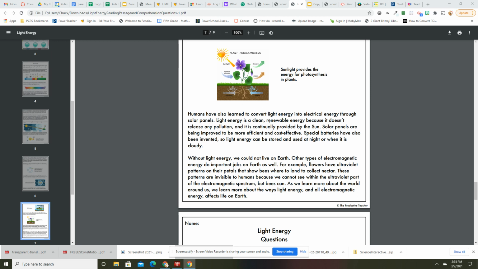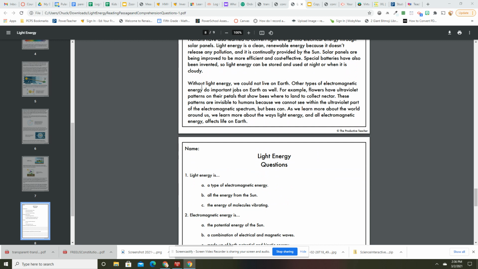All right, humans have also learned to convert light energy into electrical energy through solar panels. Light energy is a clean, renewable energy because it doesn't release any pollution, and it is continually provided by the sun. Solar panels are being improved to be more efficient and cost-effective. Special batteries also have been invented, so light energy can be stored and used at night or when it is cloudy. Without light energy, we could not live on Earth.